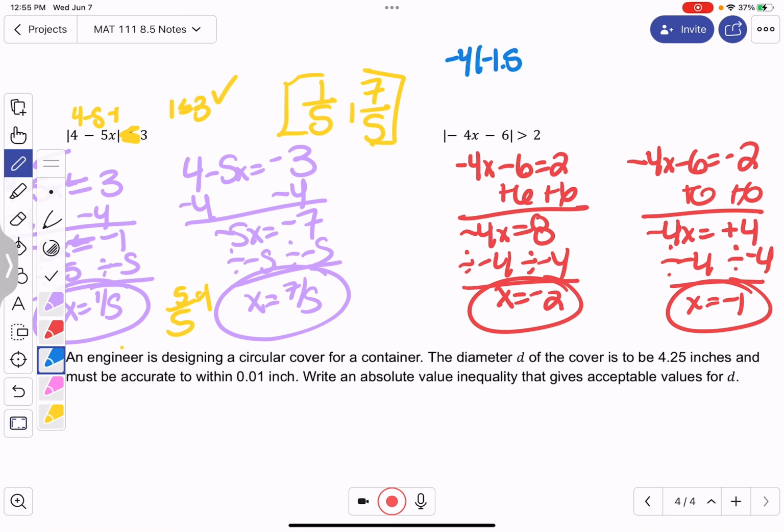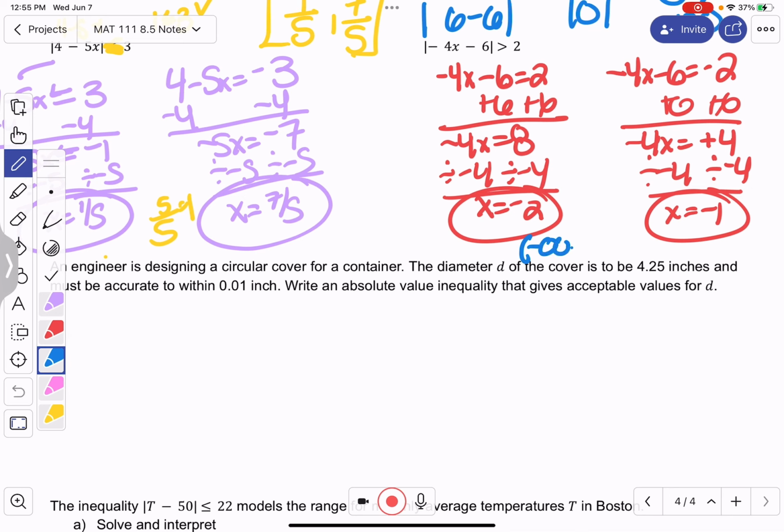So negative 4 times negative 1.5 is 6, and 6 minus 6 is 0. And the absolute value of 0 is 0. 0 is not greater than 2, so we have to write our dual. So negative infinity to negative 2, and negative 1 to infinity is how that part would fit.